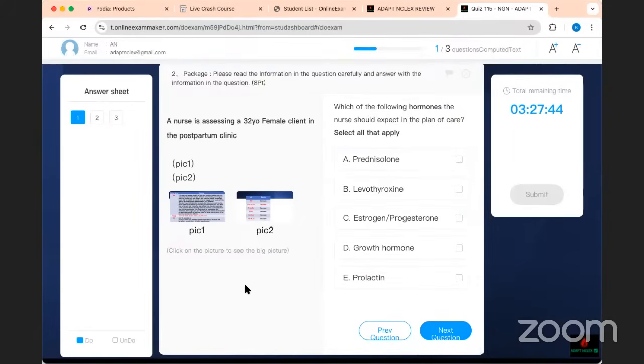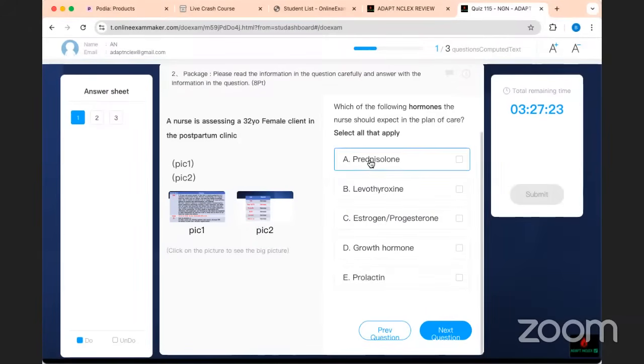Which of these hormones do you give the patient? Now, which of these do you give them? I already gave you the answer. Which of the following hormones should this nurse expect in the plan of care? Steroid, levothyroxine, estrogen, progesterone, growth hormone, and prolactin.